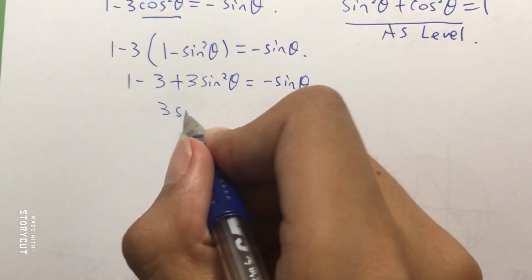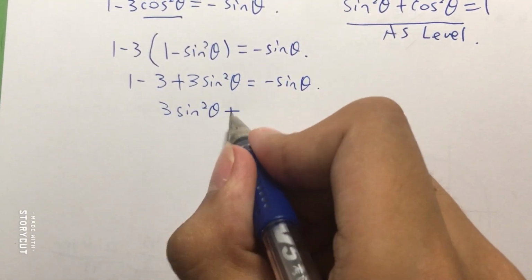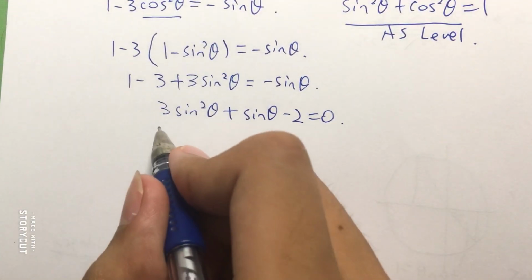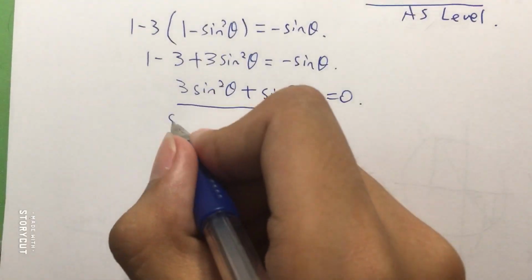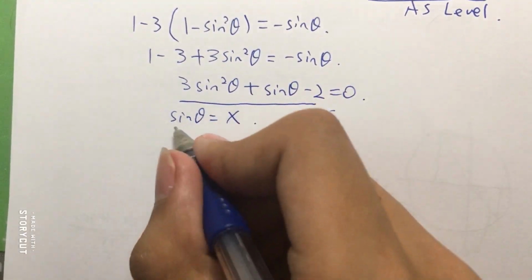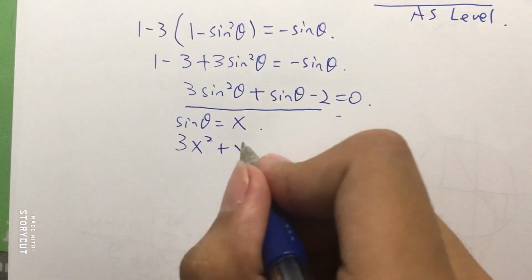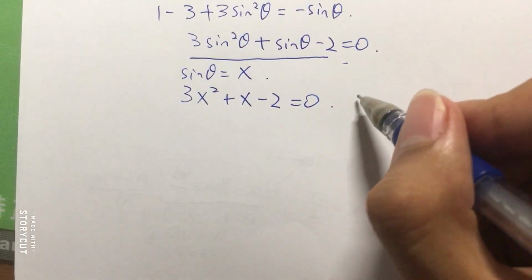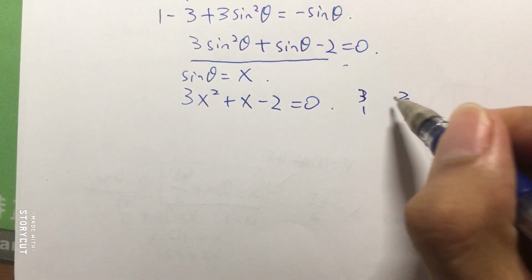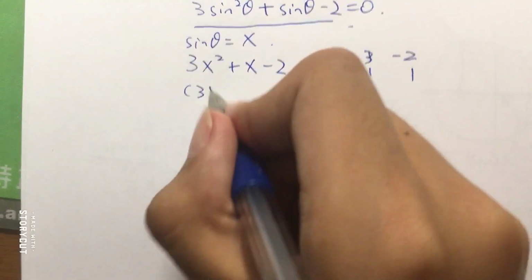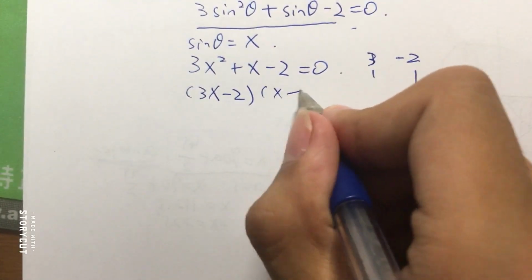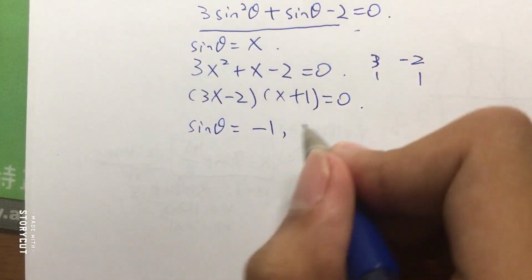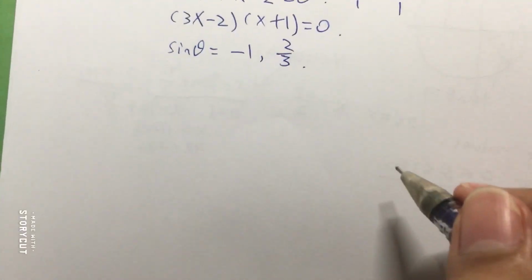And then 3 sine squared theta plus sine theta minus 2 is equal to 0. And we can assume that sine theta is equal to x, which means 3x squared plus x minus 2 is equal to 0. And let's do the quadratic again, which factorises as (3x minus 2) times (x plus 1) is equal to 0, which means sine theta is equal to -1 or 2/3.